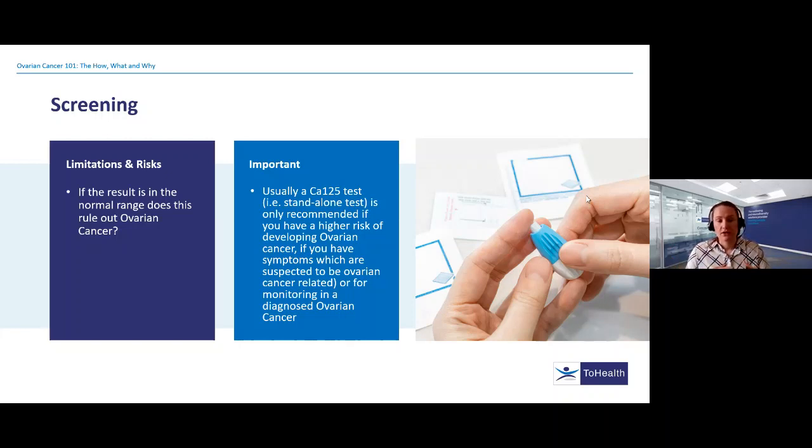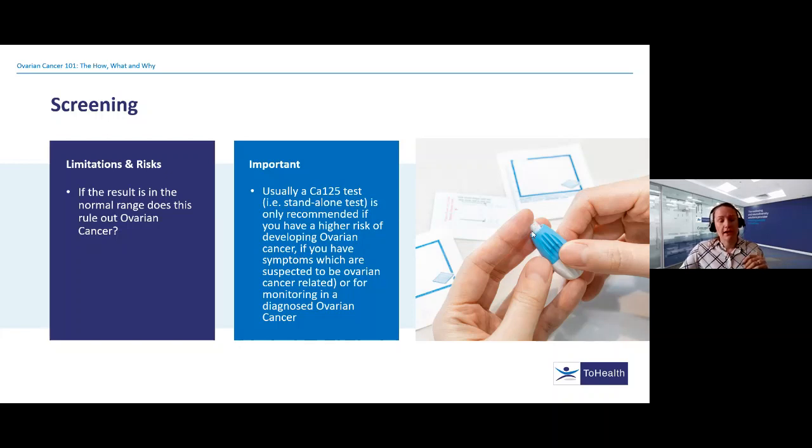So this study started in 2001, and women could join up until 2005. And the researchers followed them up until 2020. So women on average were followed for about 16 years. So this is what we call a longitudinal study. And this meant the researchers could find out if either of the screening approaches, so either ultrasound testing or blood testing, could help save lives compared to no screening at all.